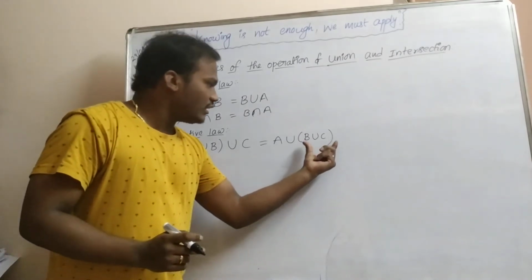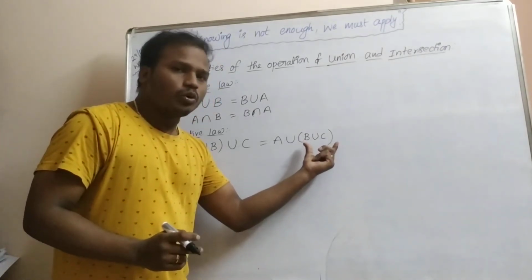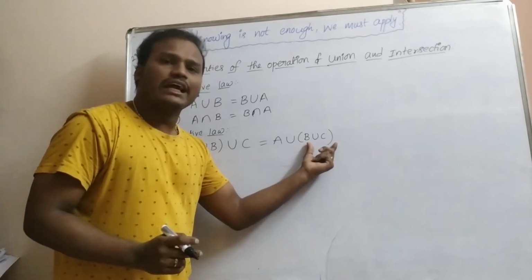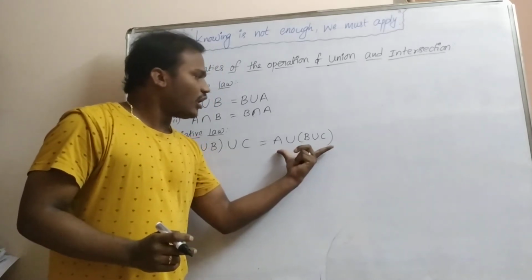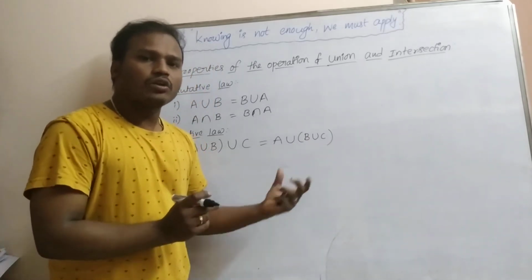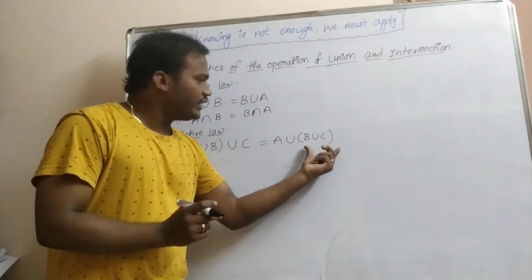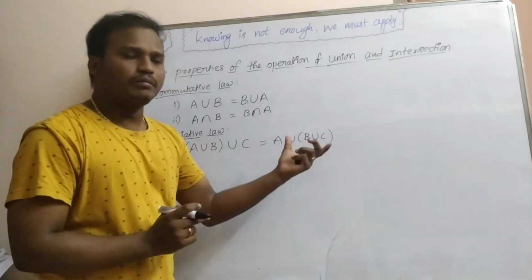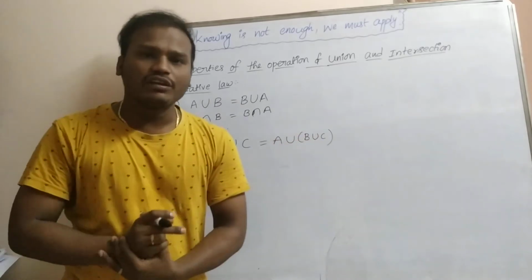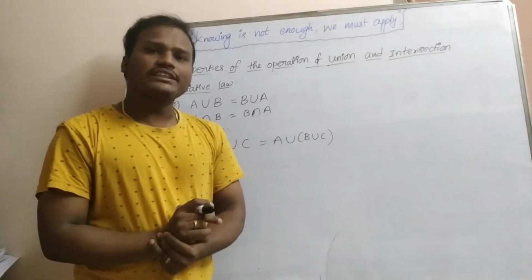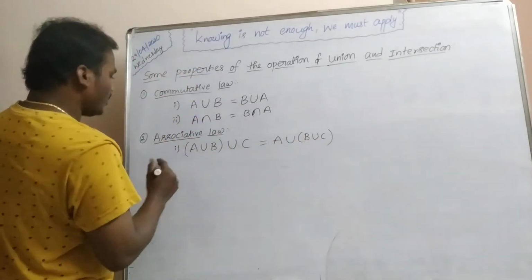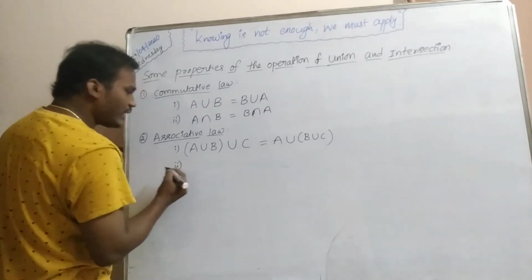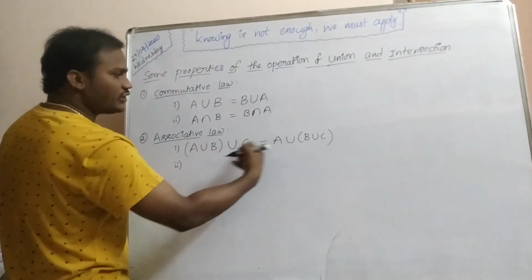First we should find the whole elements of the sets B and C, and then the combination of all the elements of set A and the set B union C. That gives you the whole elements. Then both will be equal to each other. We can verify this with some examples also. This is for union.